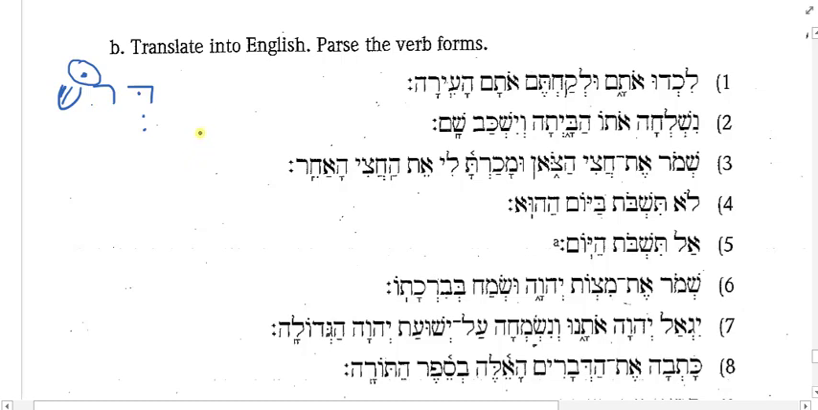Number 3 was do not break the vessels. Do not break. We've got to figure out the verb for break, which is what? Shavar. Okay. And we're saying do not break. Now, when he uses do not as opposed to you shall not or thou shalt not, he's giving a prohibition using what? The jussive. Okay. So I need to use the negative particle that can go with the jussive, which will be what? Al. So I'm going to say al.